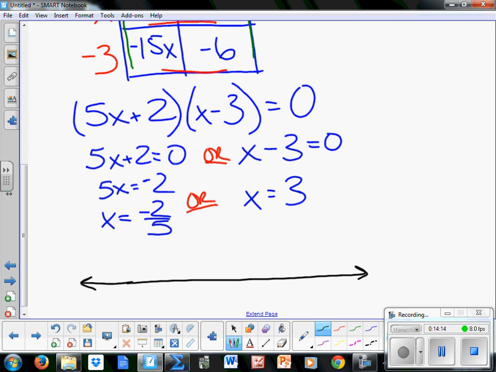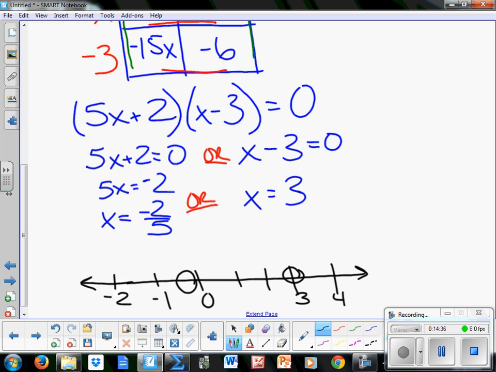So we have, let's see, -2, -1, 0, 1, 2, 3, 4. There's my 3. Those lines get bigger every time. Okay, so -2/5 is going to be somewhere in between, a little bit less than a half, halfway between 0 and 1, and x = 3.